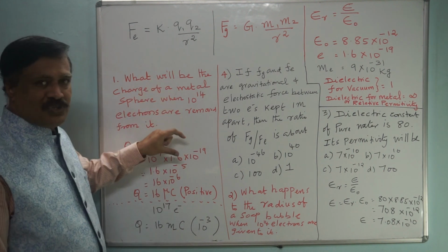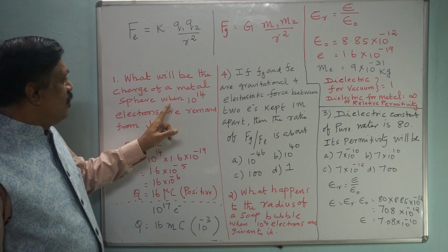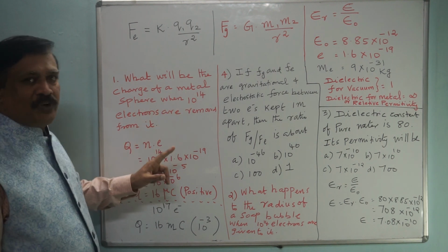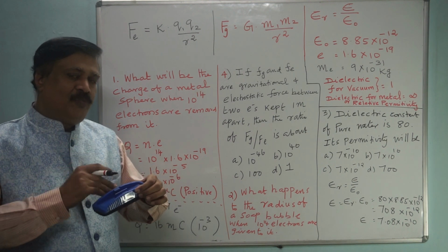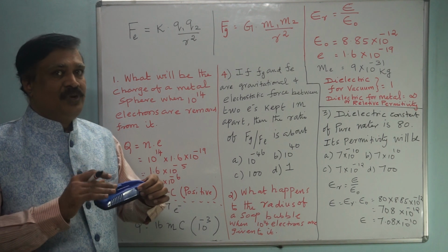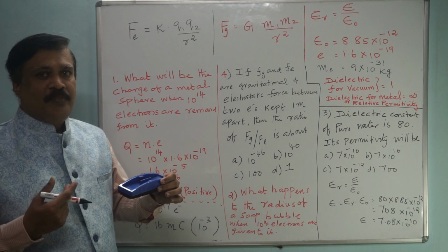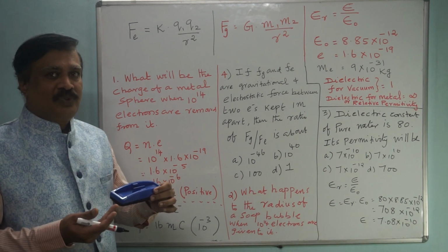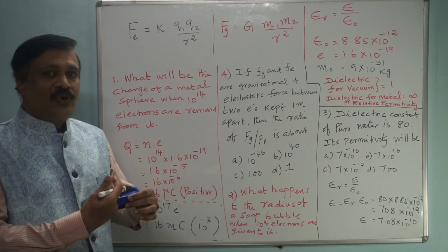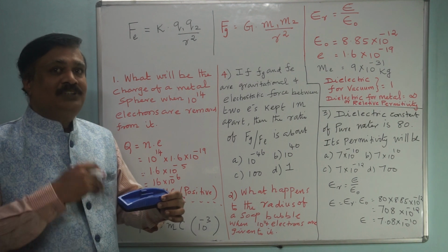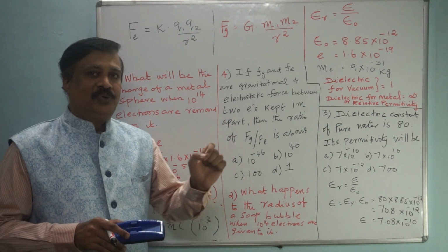Okay, I will read the question again. What will be the charge of a metal sphere when 10 power 14 electrons are removed from it? A neutral metal is there, and neutral metal means electrons will be there, protons will be there, but it is neutral, both are equal. Now it is removed, 10 power 14 electrons are removed from it. Then what will be the charge of this metal? One direct answer is definitely it is positive, because you are removing the electron. Then how much amount positive? In objective answer they will give some value.